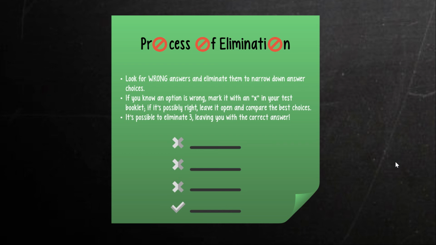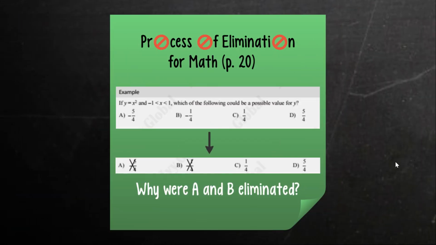Process of elimination. Right. This is probably one of the most popular strategies. Look for wrong answers and eliminate them to narrow down answer choices. If you know an option is wrong, mark it with an X in your test booklet. If it's possibly right, leave it open and compare the best choices. It's possible to eliminate 3 answer choices, leaving you with the 1 correct answer. And here's an example of process of elimination for math.